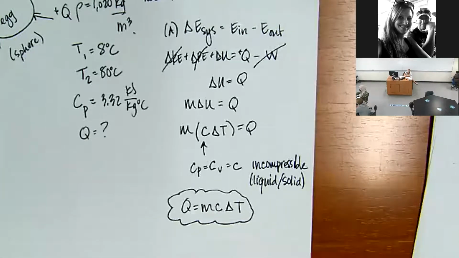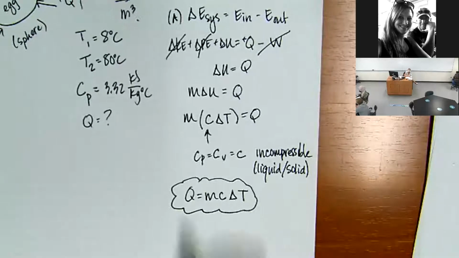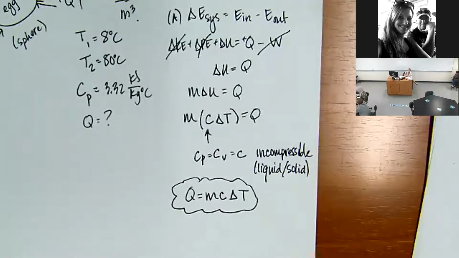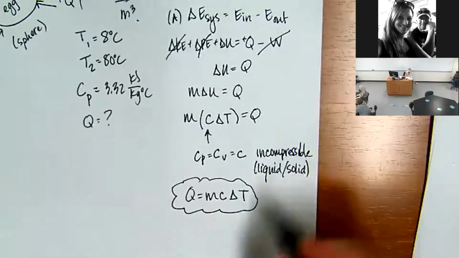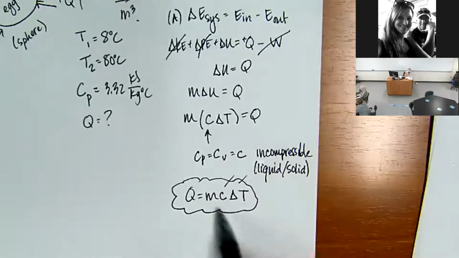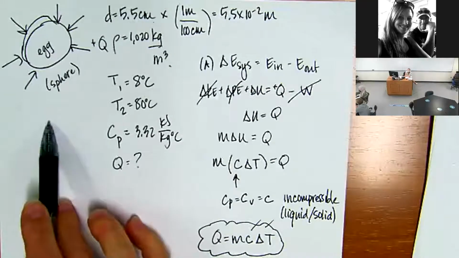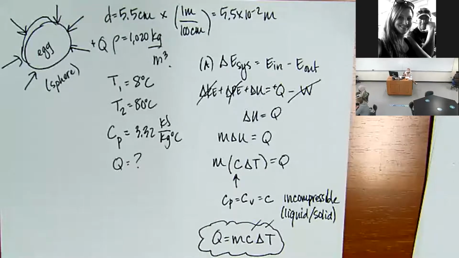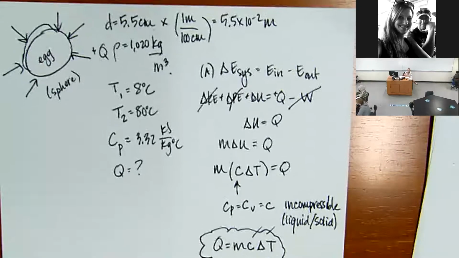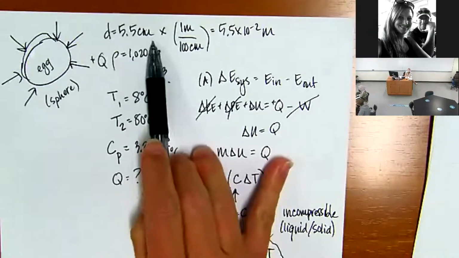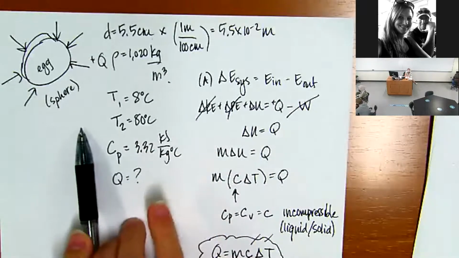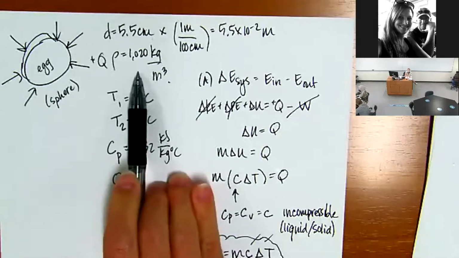All right, so now we can start trying to plug into this equation. We know our change in volume, we know our specific heat, so we know these two, but we don't know mass. So when we're looking at an egg, what sort of information do we have that's related to mass? Well, we know that we have a sphere and we have a diameter, so we can get the volume. And we know we have density.